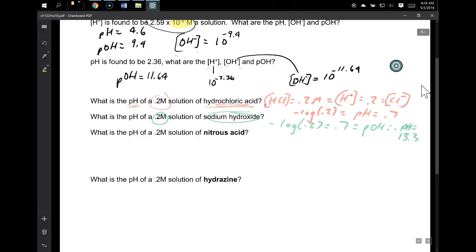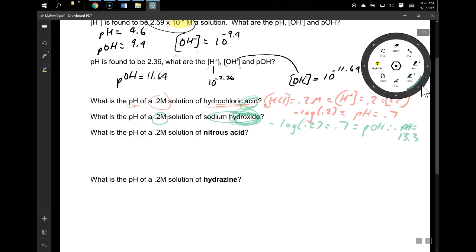13.3? Okay. So just make sure that when you're taking the negative log, you understand that in this one right here, I was taking the negative log of the hydroxide, so it's not pH, it's the pOH, and this one was the acid, so it's definitely pH. Okay.